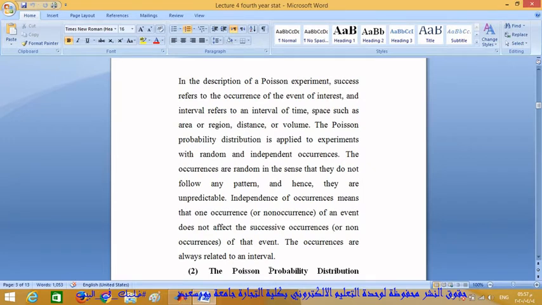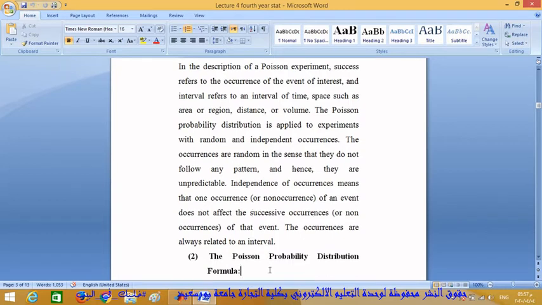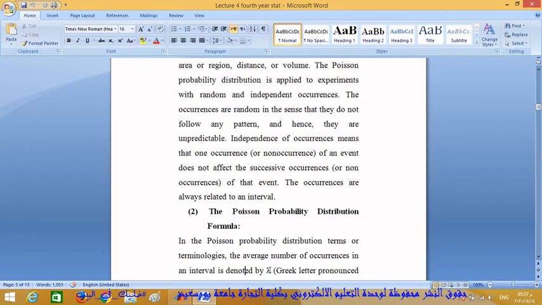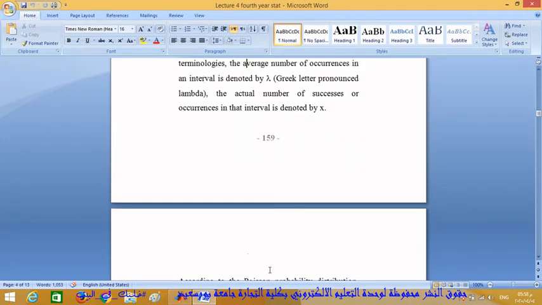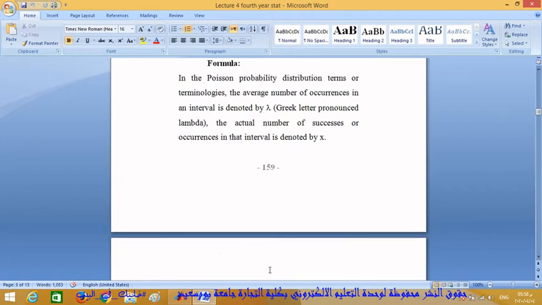Second, the Poisson probability distribution formula. In the Poisson probability distribution terminology, the average number of occurrences in an interval is denoted by lambda, Greek letter pronounced lambda. Okay? The actual number of successes or occurrences in that interval is denoted by x.